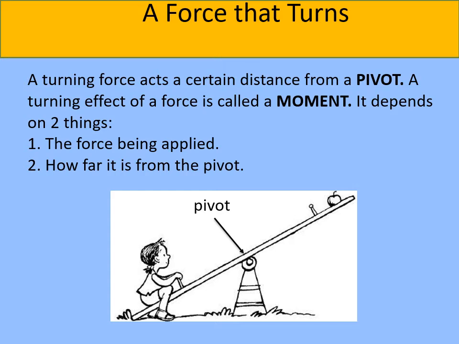This moment depends on two things. It depends on the distance from the pivot to the force, and it also depends on the size of that particular force. So in this case, the force's size is the weight of the girl. Now the apple will also have a turning force, but this will be much, much smaller than the girl's turning force or moment.